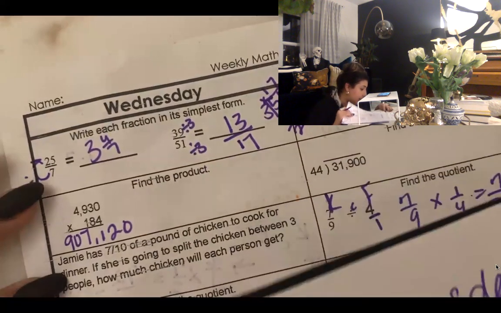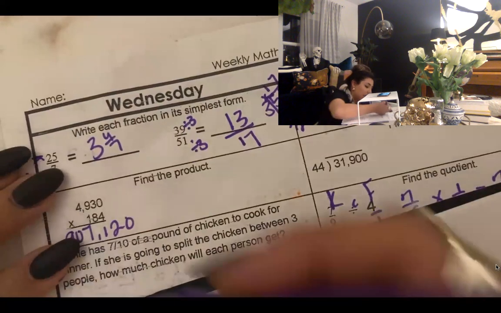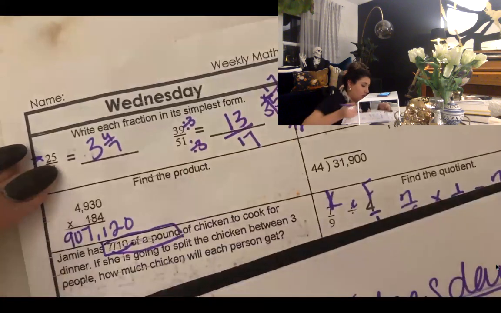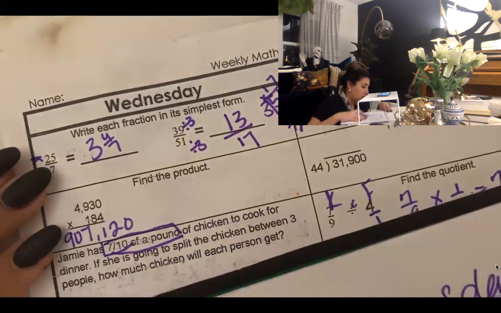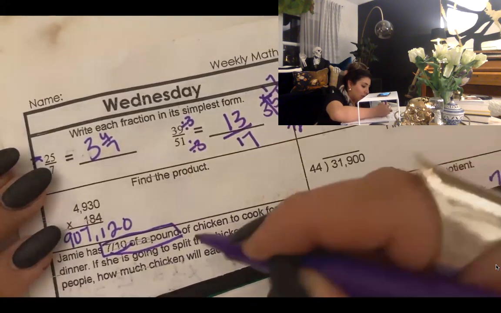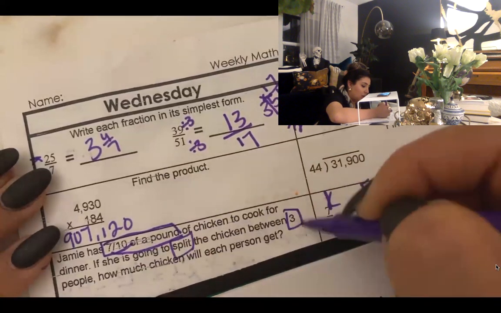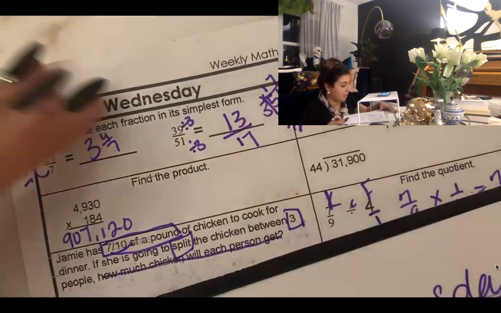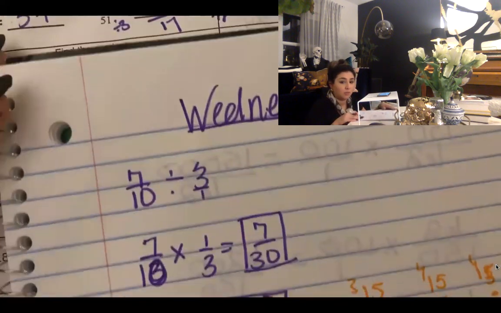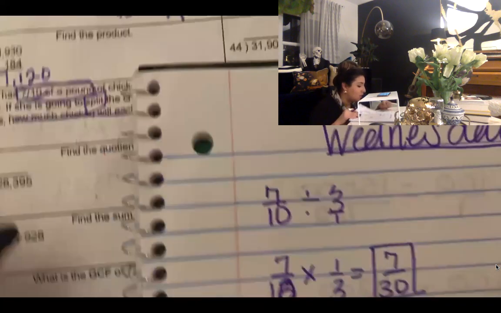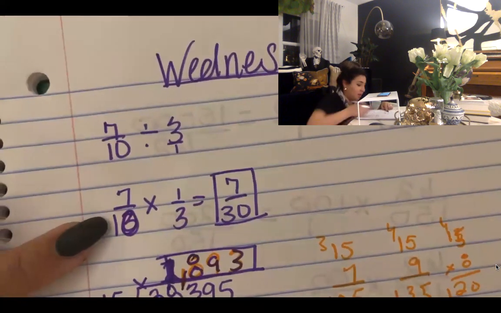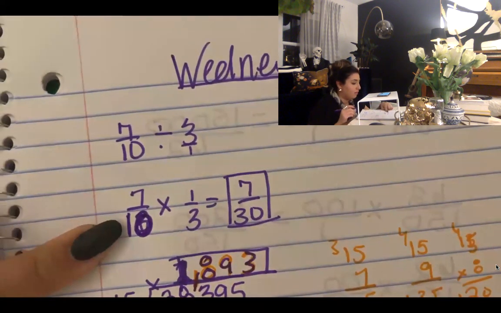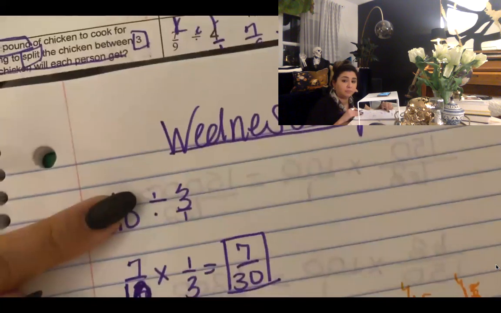If Jamie has 7/10 pounds of chicken to cook for dinner, he's going to split the chicken between 3 people. How much chicken will each person get? This is definitely real life. So please, please, please, we're definitely solving this one together. So 7/10, yes, it's a 10, sorry. And we're going to divide it by 3 people.